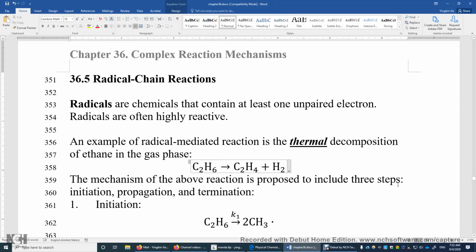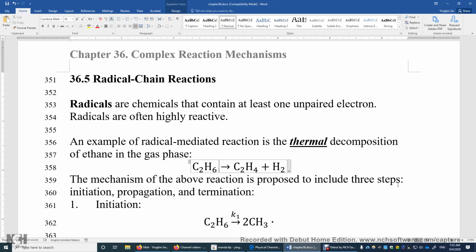Section 36.5 Radical chain reactions. Radicals are chemical species that contain at least one unpaired electron. For example, if you break the OH bond of a water molecule, two radicals are formed, the hydrogen radical and the HO hydroxyl radical. Radicals are often highly reactive.